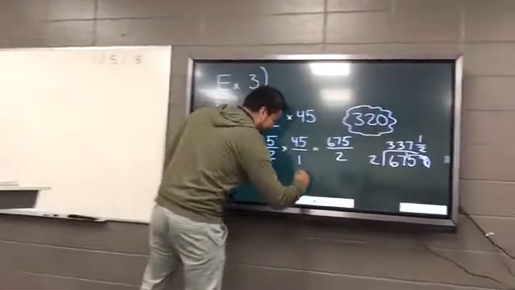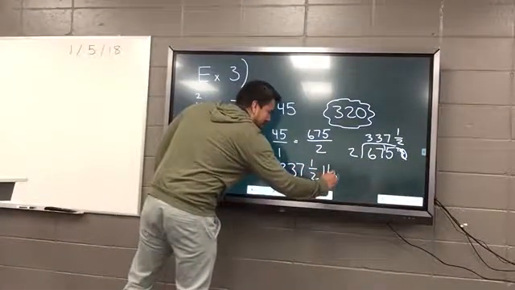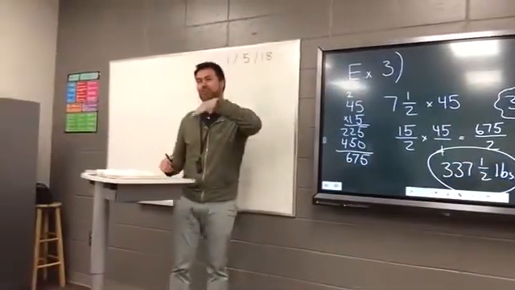Pounds of ketchup. 337.5 pounds of ketchup. That's for one Sloppy Joe meal for 4,500 cadets.